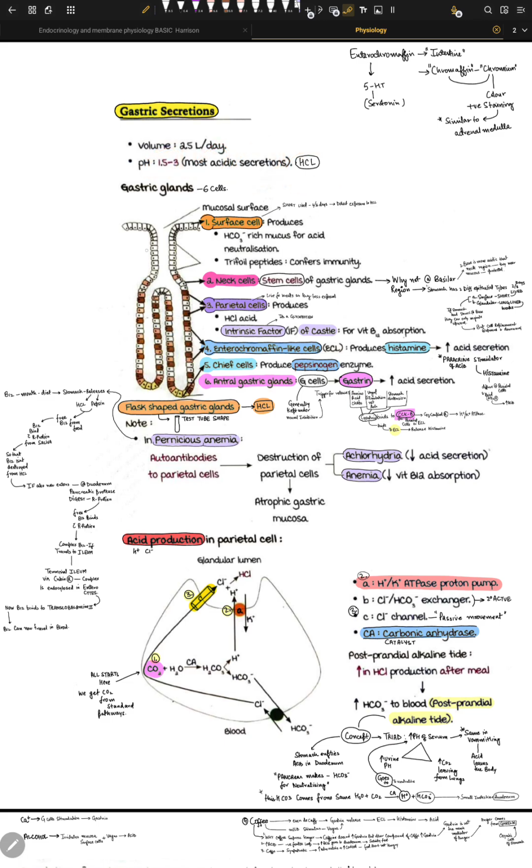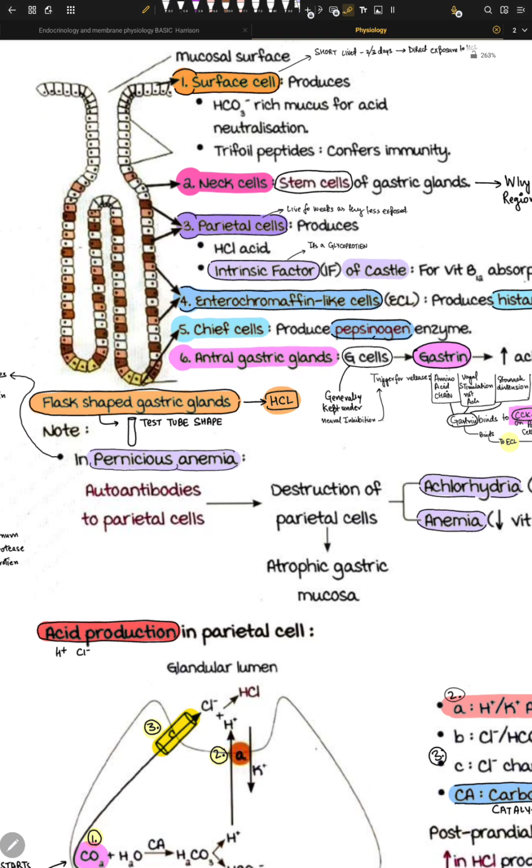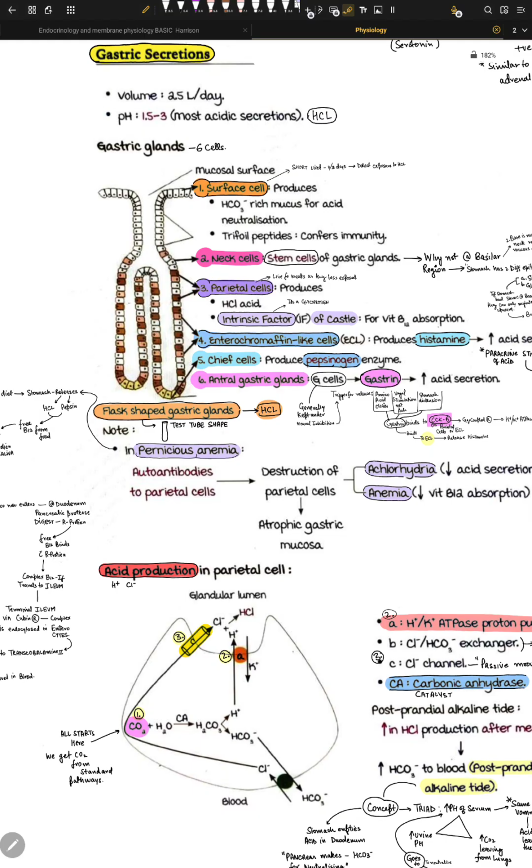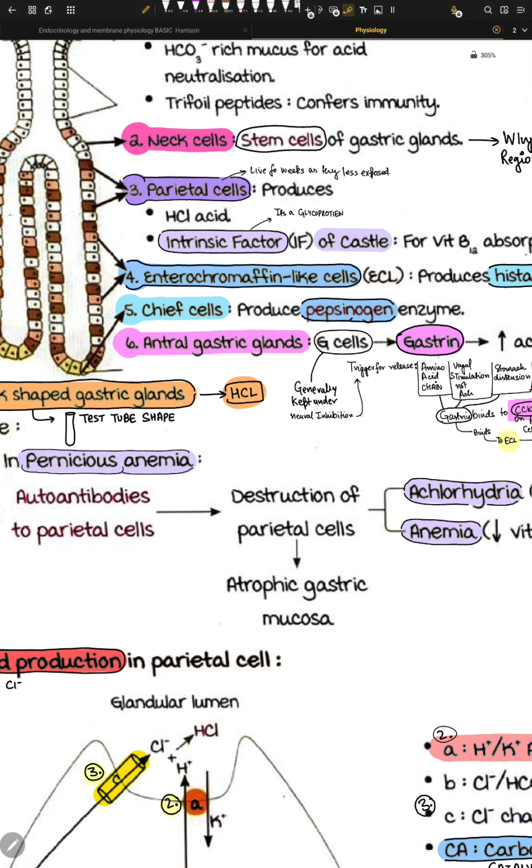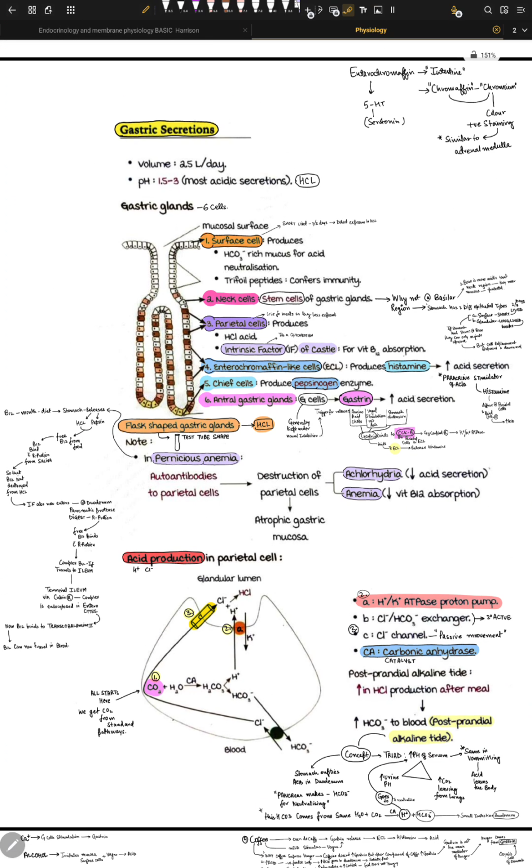It produces mostly that. And gastric glands, we have 6 types of gastric cells. And this is how one gastric gland looks like. Here we can see it's a flask shaped gastric gland. Flask means test tube, so it's a test tube shape, if you can understand. And it produces something called HCl. Now HCl is amazing. HCl is made up of H plus ion and chloride ion. So remember that, because I will tell you why.